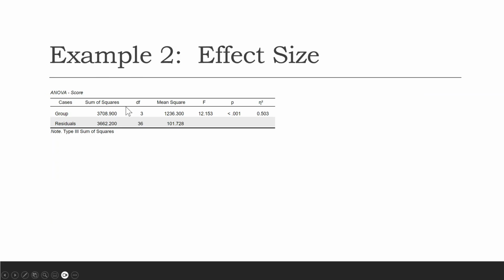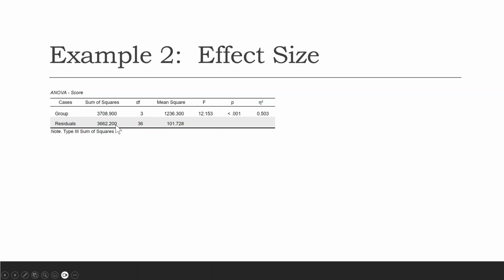Notice in the Eta squared formula, it says something about sum of squares, where the sum of squares in this top row is the sum of squares between groups. And then in order to get the total sum of squares, we take this between group sum of squares, add it to the within group sum of squares, and that will give us our total sum of squares. Now, we don't have to do those calculations by hand because we can get them from JASP.